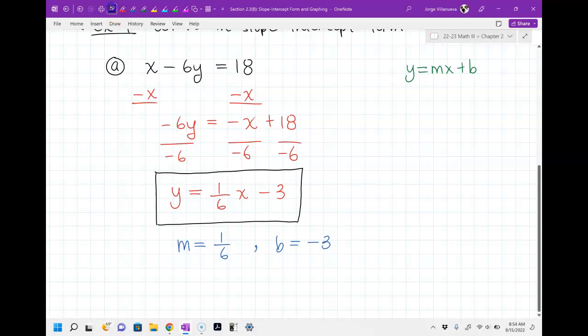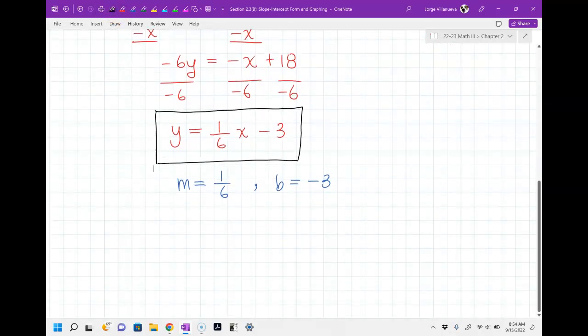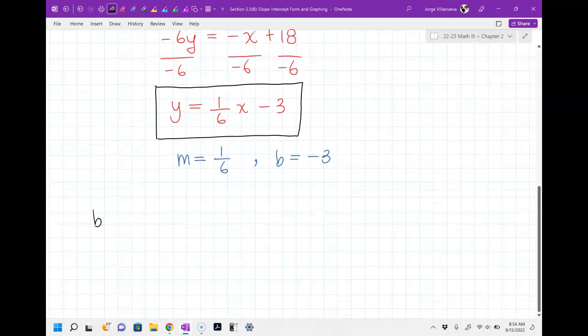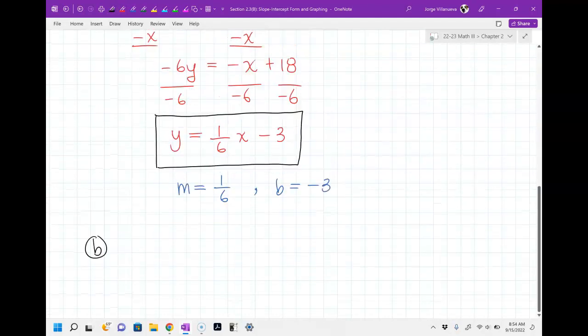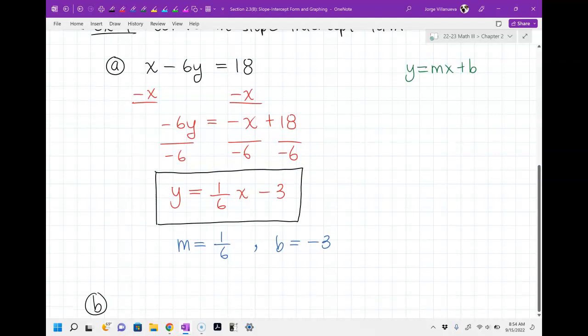So let's do another one. Let's do another one of these. Before I do that, anybody have any questions on this one? How I went through solving it, moving things around, anything like that? Remember, guys, if you have questions, don't be scared to ask.